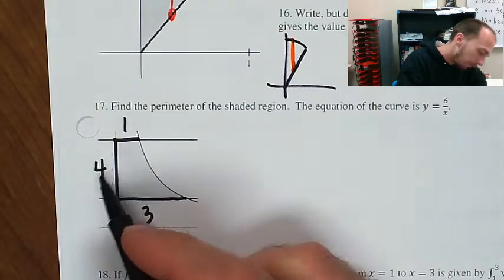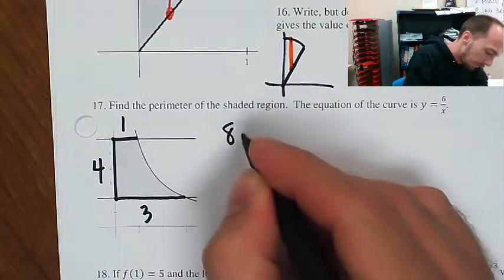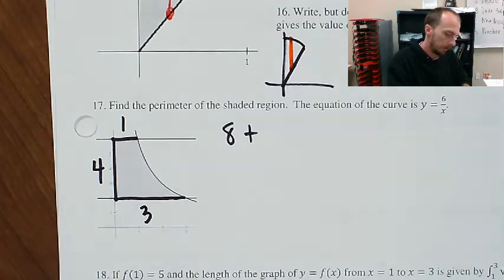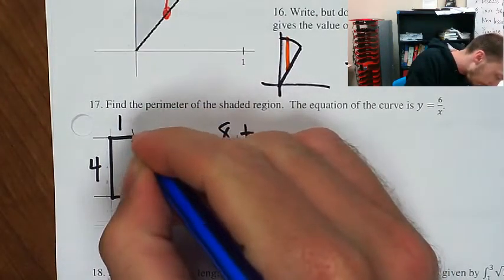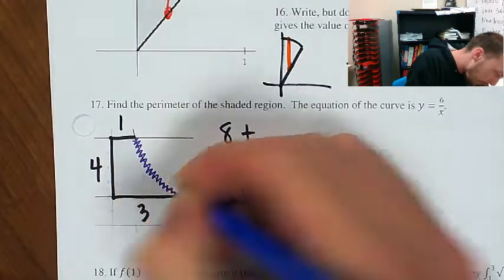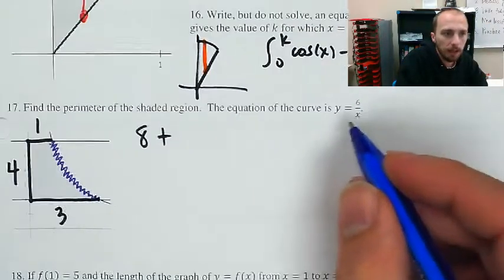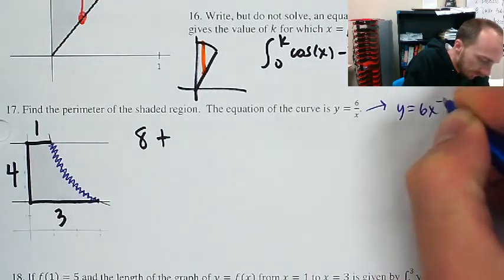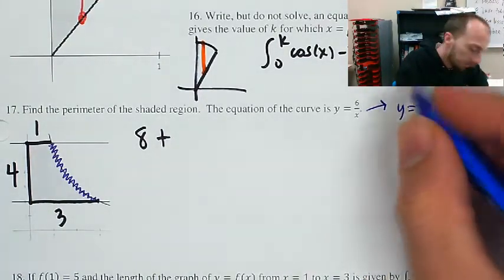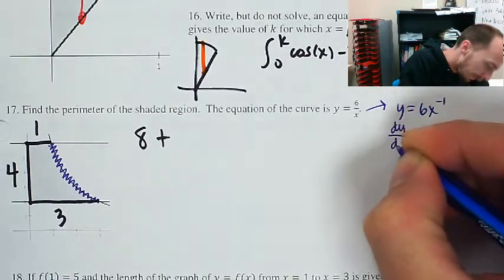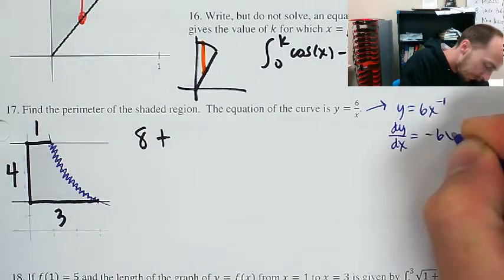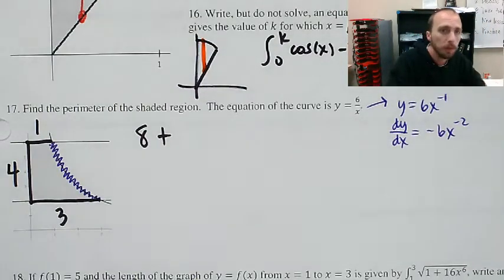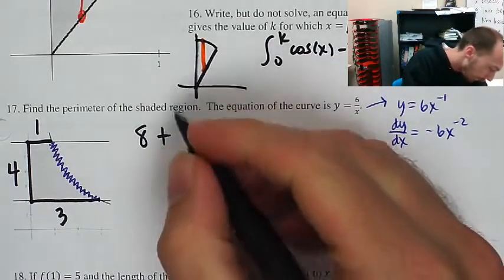Okay, so I've got 4 and 3 is 7, and 1 is 8, plus the curved part, that's something I'm going to have to use an integral to find. So if y equals 6 over x, that's like saying y equals 6x to the negative 1 power. I need dy/dx in order to find the arc length, so that would be negative 6x to the negative 2. And that's what I'm going to need to square, add to 1, and take the square root of in order to find the arc length.